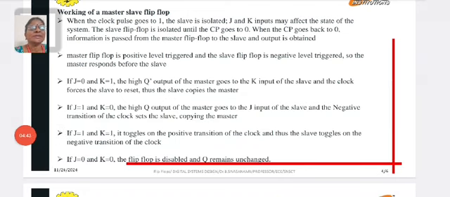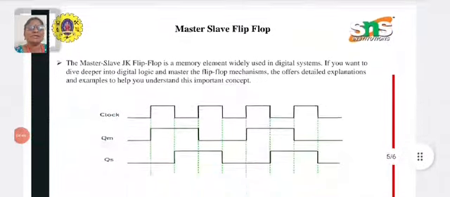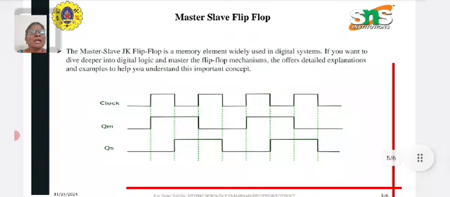This is the working principle of a master-slave flip-flop. The master-slave JK flip-flop is a memory element widely used in digital systems. If you want to dive deeper into digital logic and master-slave flip-flop mechanisms, the authors provide detailed explanations and examples to help you understand this important concept.